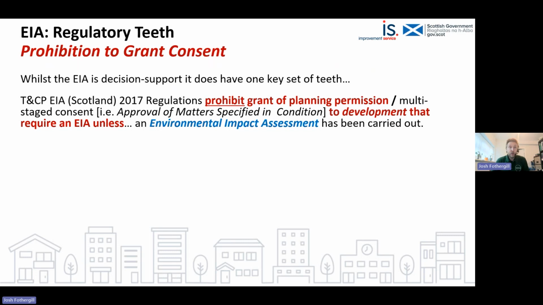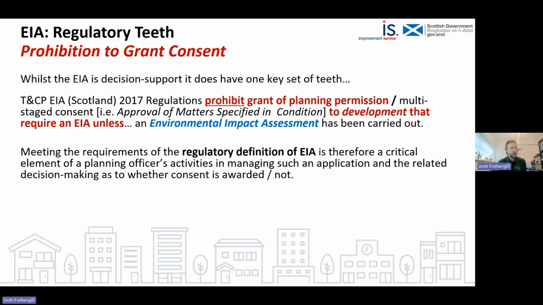So whilst EIA is decision support, it does have some teeth, and we have mentioned these before in terms of these regulatory teeth. So there is a prohibition within the Town and Country Planning EIA Scotland regulations, 2017 as amended, which are the ones that we're working on, and that prohibition is to grant planning permission or the approval of matters specified in condition, or as EIA calls them, multi-stage consent. We're prohibited from granting that planning permission if the development requires an EIA and it hasn't undertaken the full environmental impact assessment process. And that's defined, and we'll talk about what that is on the next slide.